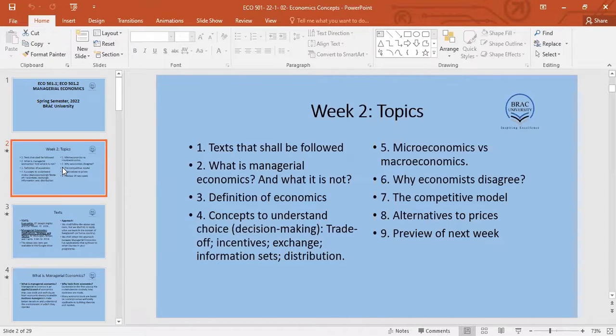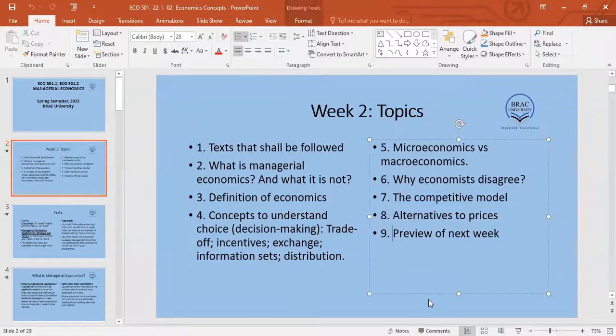Finally, in part 3, we'll discuss the foundation of economic analysis, the markets, i.e. the competitive model, which is based on prices as a signal. Then we look at alternatives to the market mechanism, whereby resources can be allocated. And finally, we'll be discussing a little preview of what we will do next week. So I'll start now.